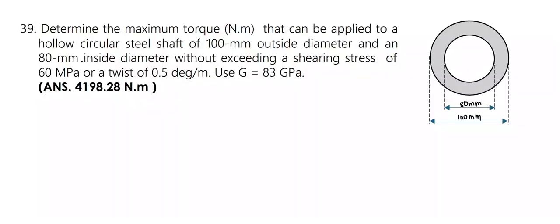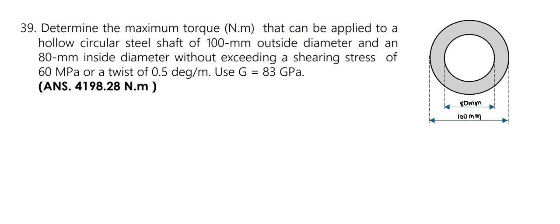In this problem, we are tasked to determine the maximum torque in Newton meters that can be applied to a hollow circular steel shaft of 100 millimeters outside diameter and an 80 millimeters inside diameter without exceeding a shearing stress of 60 megapascals or a twist of 0.5 degrees per meter. Use a shear modulus of 83 gigapascals.